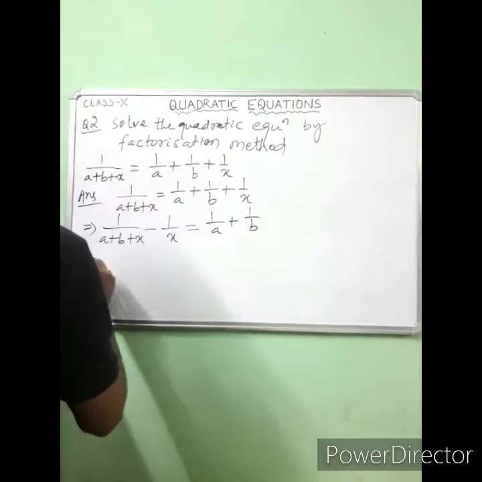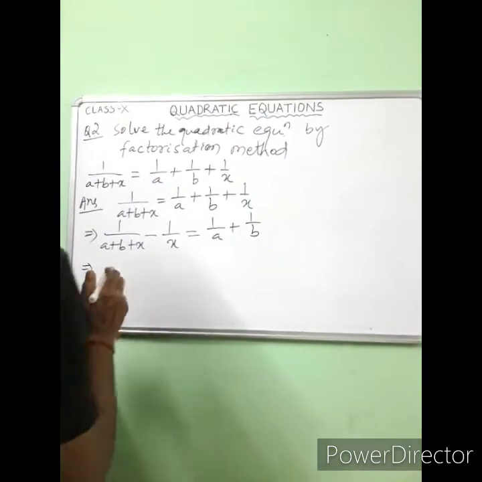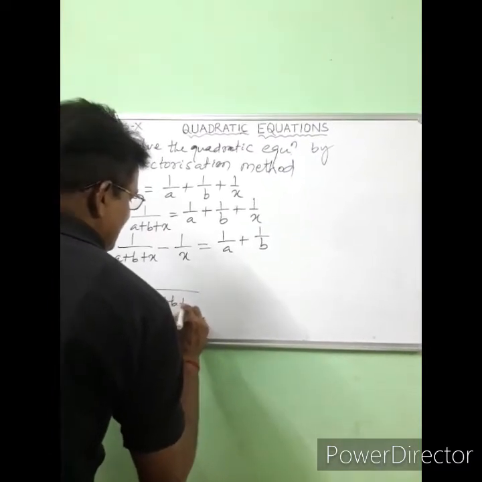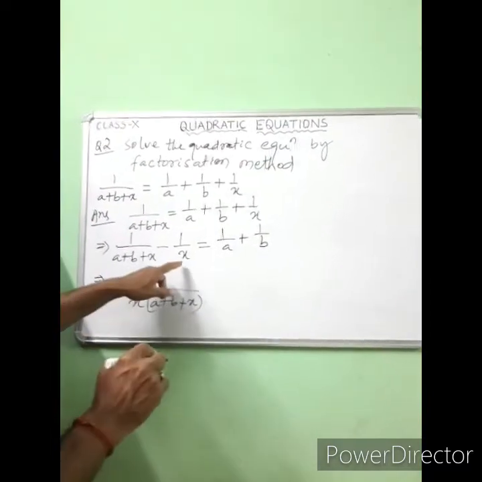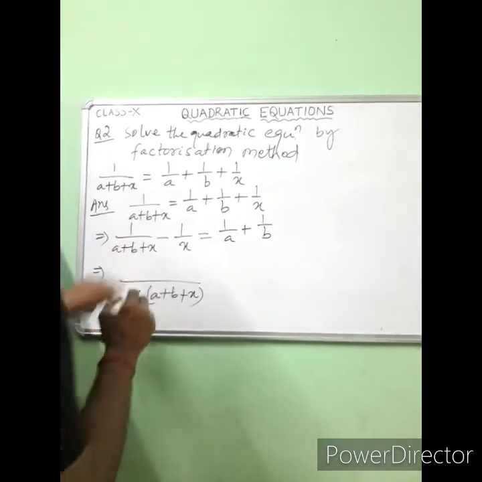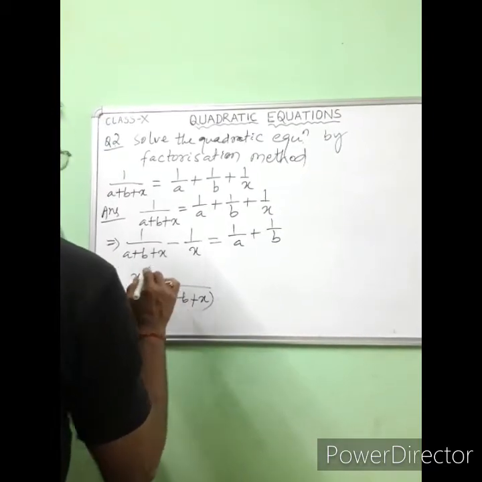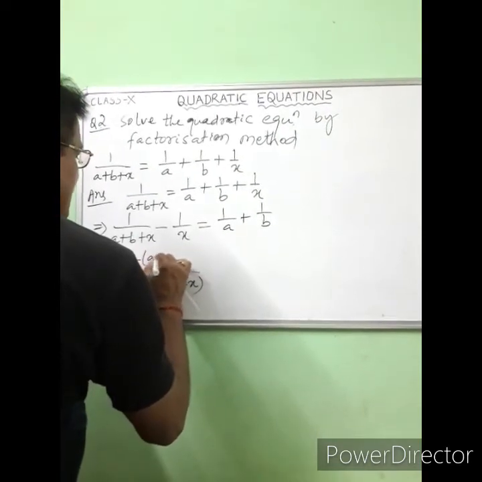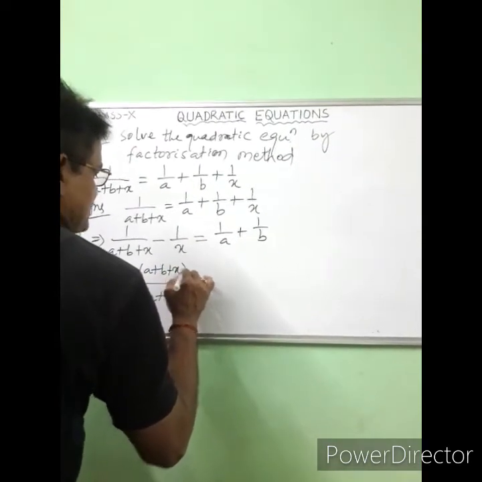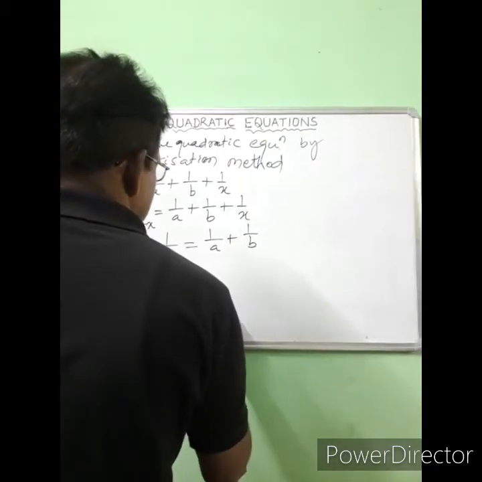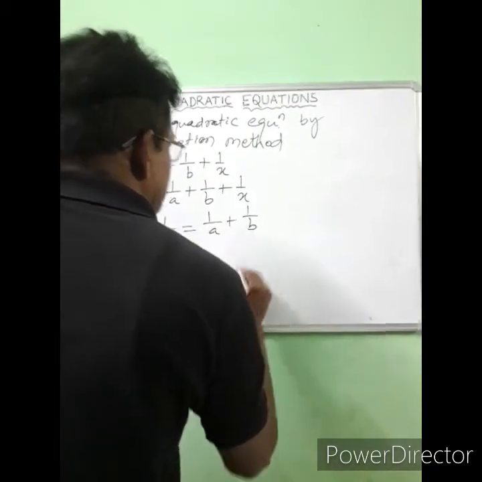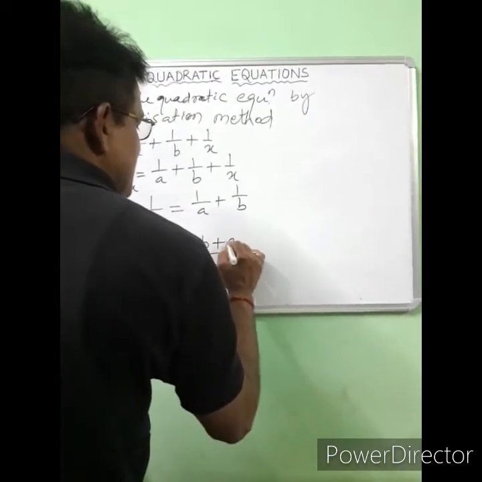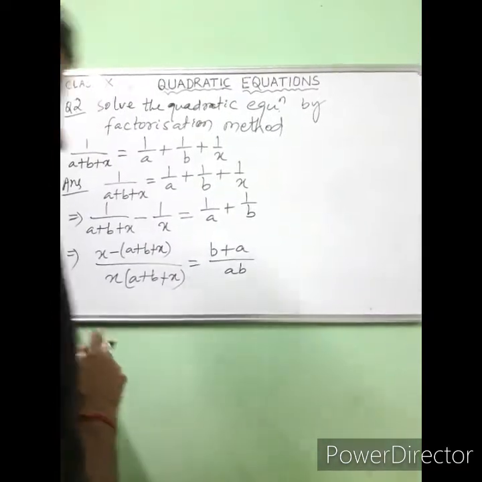Clear? Now let us take the LCM. The LCM is x into (a plus b plus x). So x minus (a plus b plus x) within the bracket, over x into (a plus b plus x). Clear? That is equal to, here the LCM is ab, so b plus a.